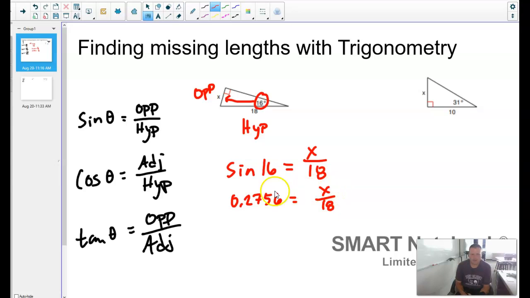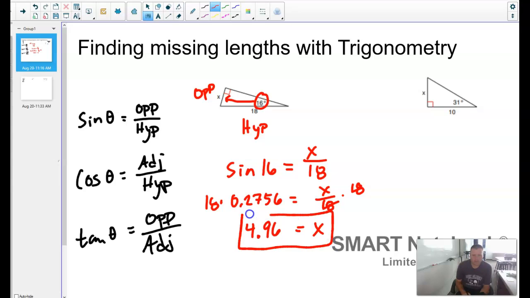I'm trying to get x by itself. So to do this, because it's x divided by 18, I can times by 18. That'll cancel that out. I just have to times this by 18, so I just hit times 18, and that gives me approximately 4.96. We'll go 4.96 for that, and that would be my solution. That's the distance that I'm going to have for this. So if 18 was like 18 feet, this would be 4.96 feet.